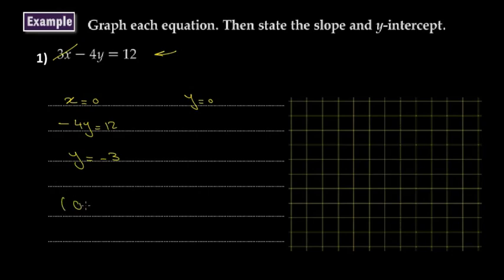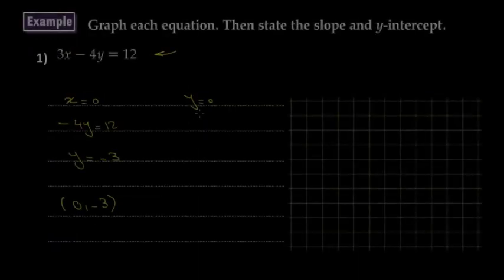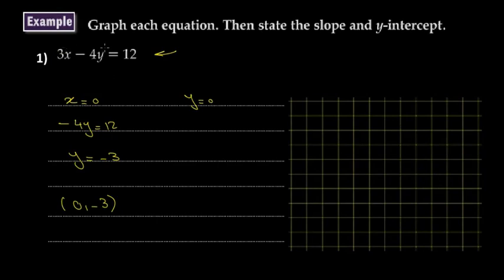So the ordered pair will be (0, -3). For the second one, we have y equal to 0. It means we cancel y, so the remainder now will be 3x is equal to 12. It means x is equal to 4. So the ordered pair that we have is (4, 0).